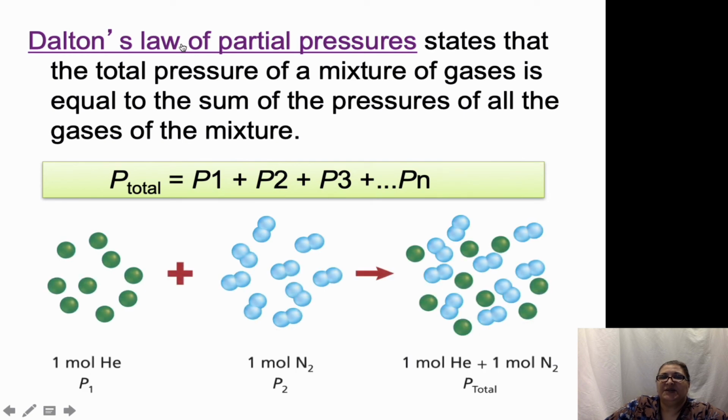The second law we're using today is Dalton's law. Dalton's law of partial pressures states that the total pressure of a mixture of gases is equal to the sum of the pressures of all the gases in the mixture. If we have a mixture of nitrogen and helium, the total pressure equals the partial pressure of helium plus nitrogen. And we have a few examples that we're going to go over.